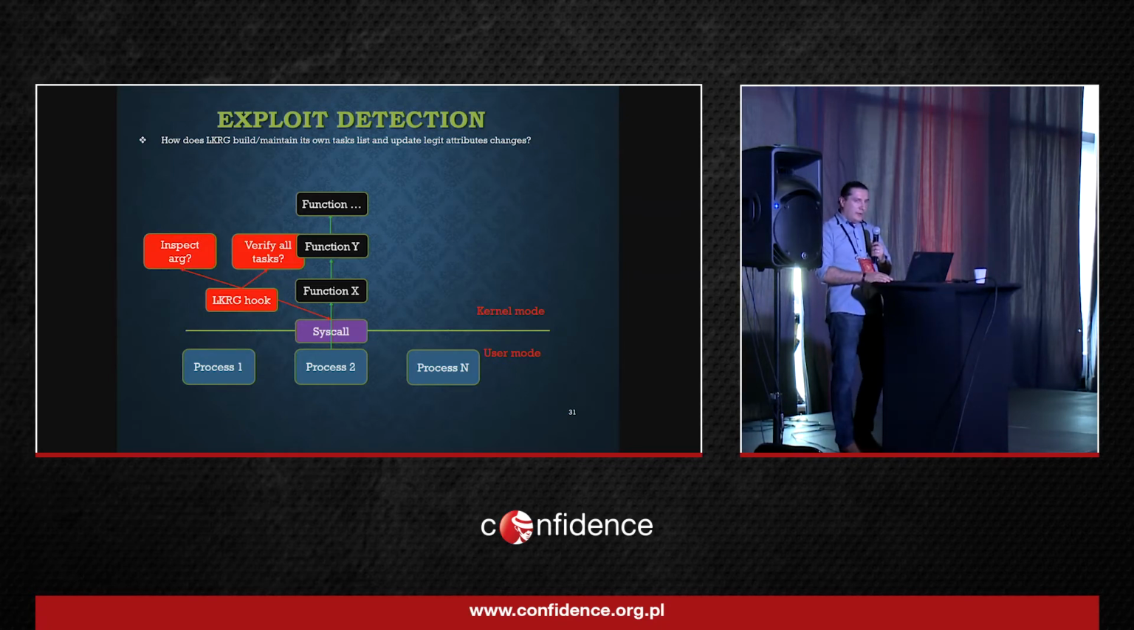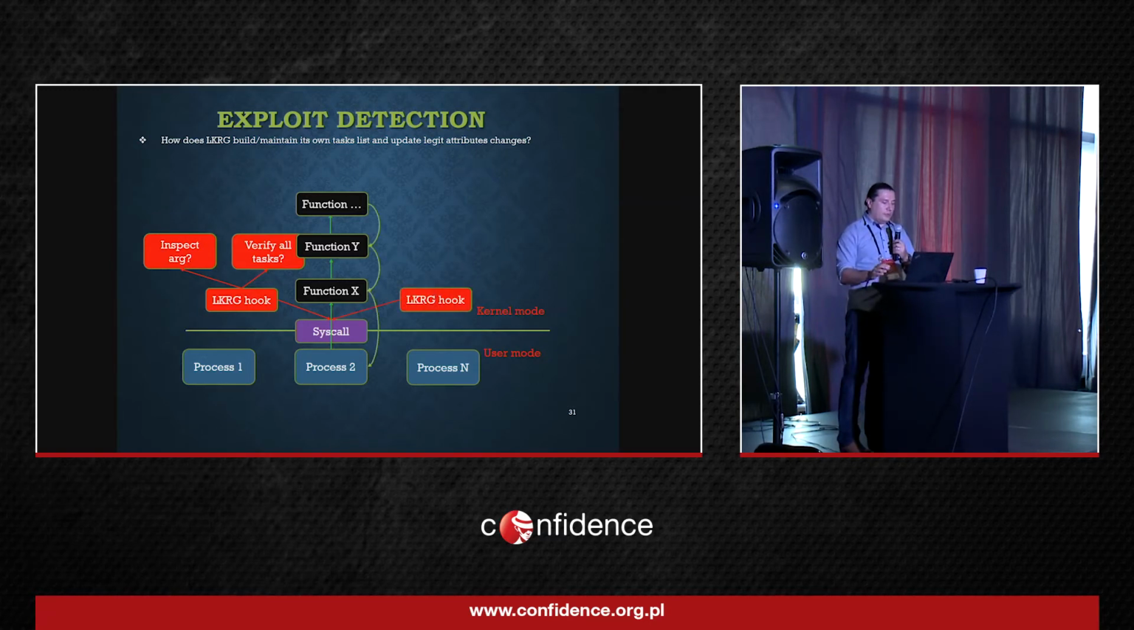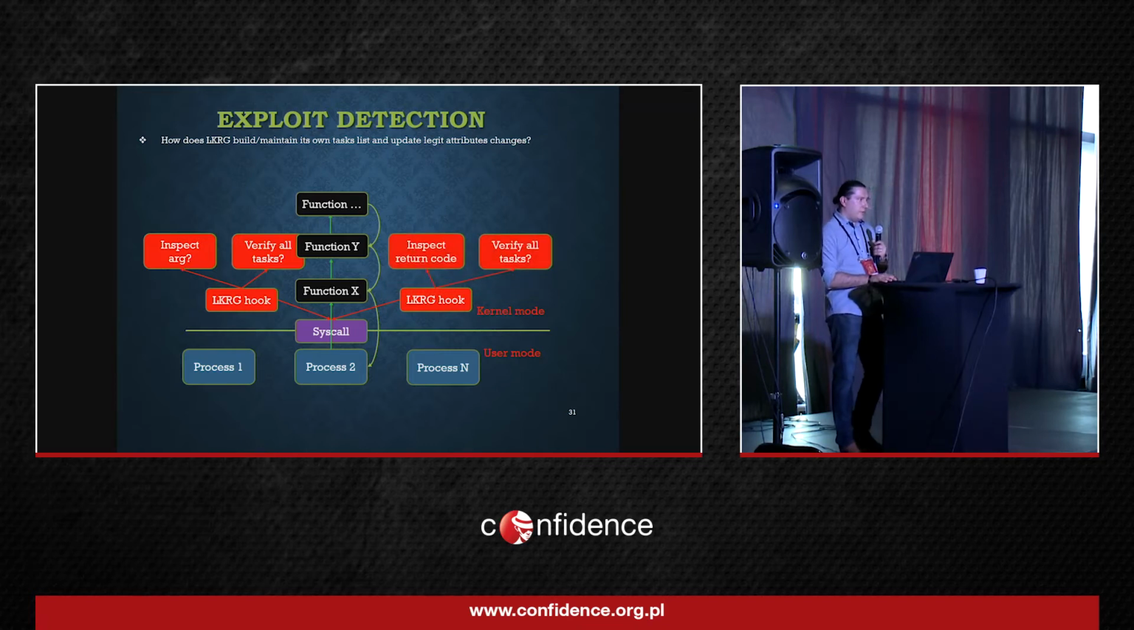At some point, when the functionality of the kernel is finished, it needs to return to user mode. Before the return to the process happens, there is another hook injected by LKRG. At this time, LKRG will inspect the return code of the function that was just called in the kernel, to verify whether the function succeeded or failed, and if it failed, what the failure was and why it failed.